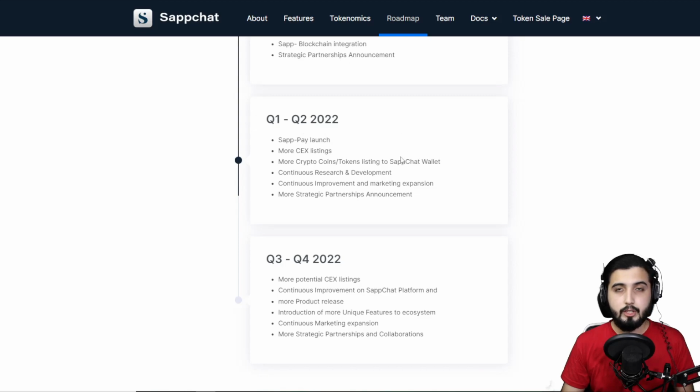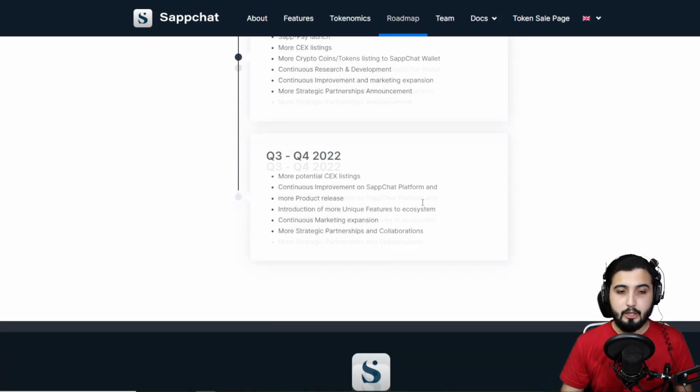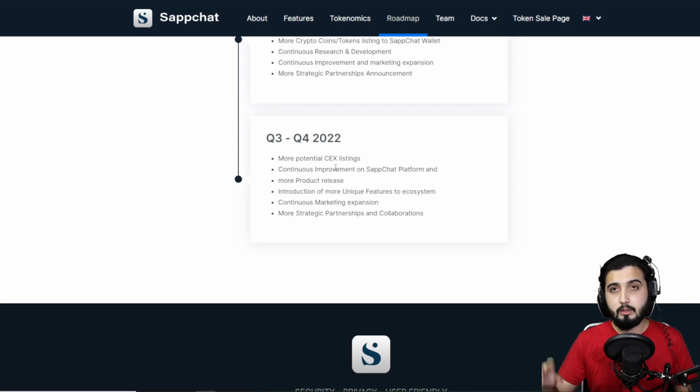And then in Q1 and Q2 of the next year, 2022, there will be Sapp Pay launch, more centralized exchange listings, more crypto coin and token listings. They will be adding more tokens, continuing the research and development, continuing improving and doing more marketing expansion, more strategic partnership announcements. And then in Q3 and Q4 of the next year, more potential centralized listings, continuous improvement on the SappChat platform, more product releases, introduction of more unique features to the ecosystem, continuous marketing expansion, more strategic partnerships and collaborations.